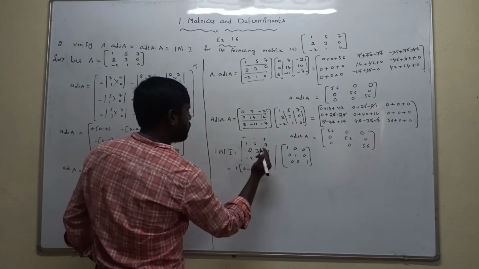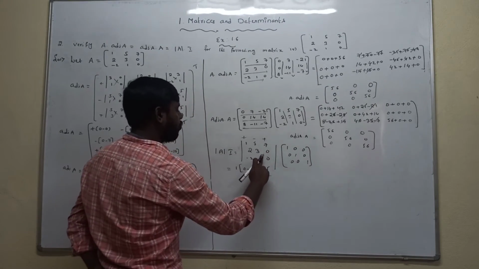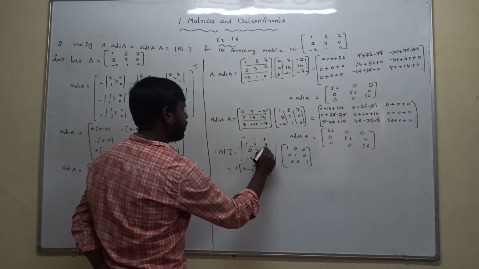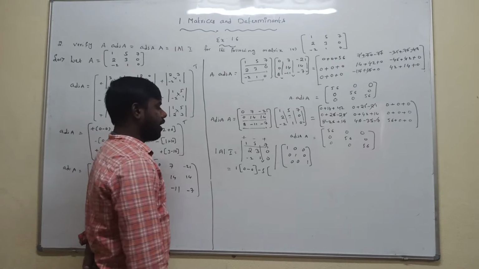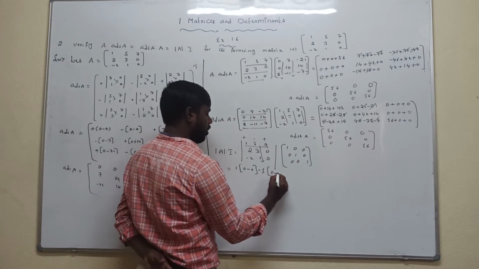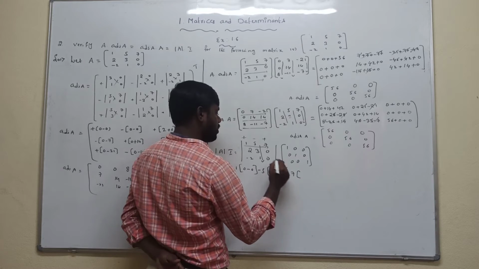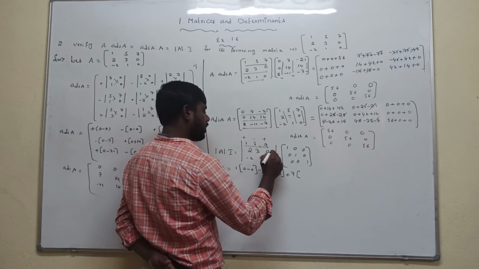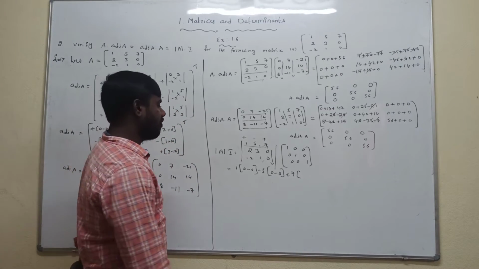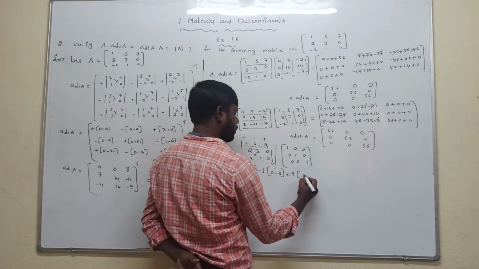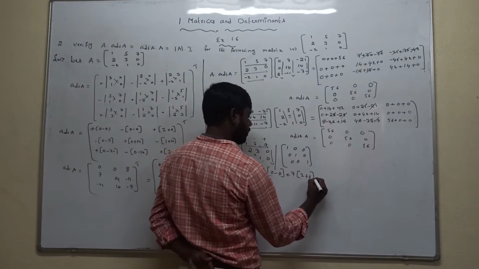Next symbol is minus, element is 5. Now 5 present in the first row, second column, eliminate, cross product left of the elements. 2 into 0, 0 minus 2 into 0, 0. Next plus 7 present in the first row, third column, eliminate. So write as cross product left of the elements. 2 into 1 is 2 minus 2 into 3 is minus 6. Minus or minus, plus 6.